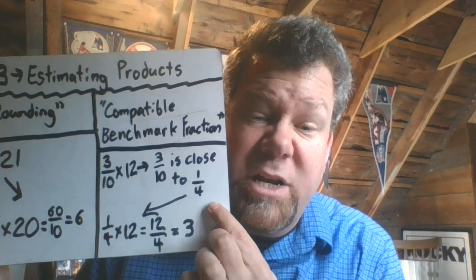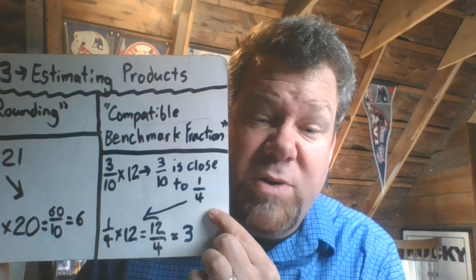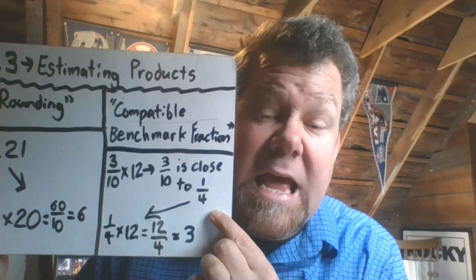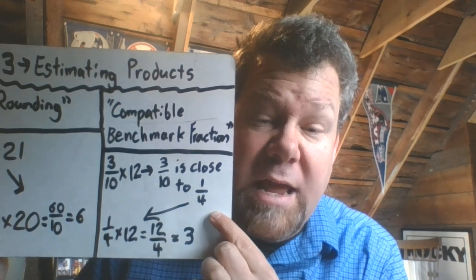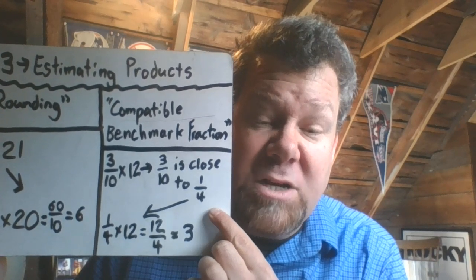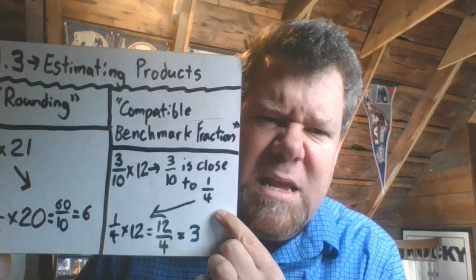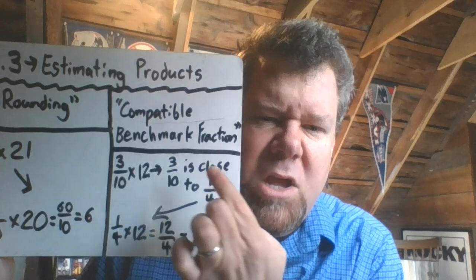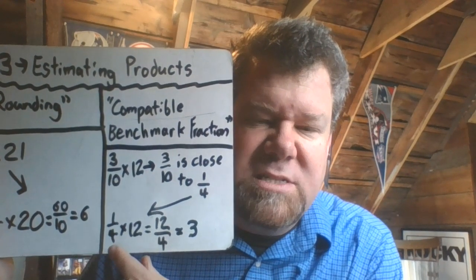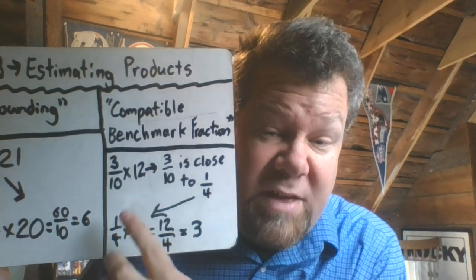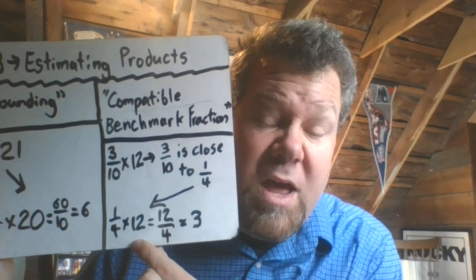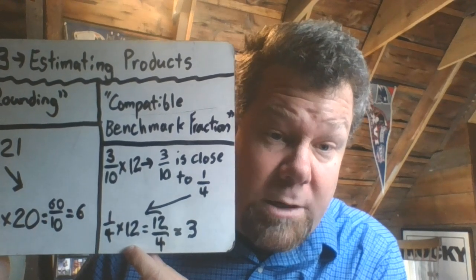So what we're going to do is change this fraction 3/10 to 1/4 because it's a close fraction. It's a compatible benchmark fraction. What do I mean by that? Well, let me show you. If this turns into 1/4 times 12 instead of 3/10 times 12, the problem becomes much easier.